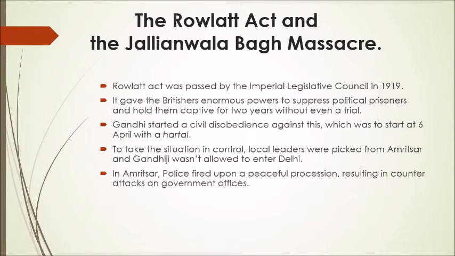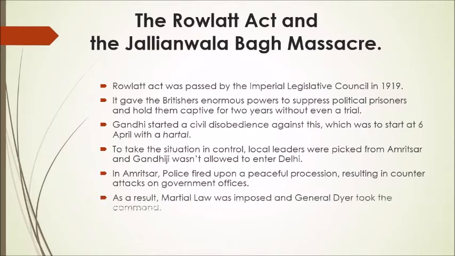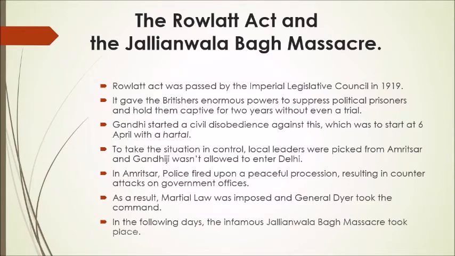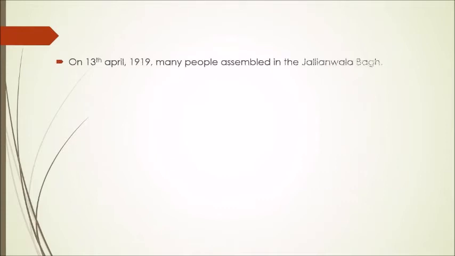So to take the situation in control, local leaders were picked up from Amritsar. Gandhiji wasn't allowed to enter Delhi, and police fired upon a peaceful protest in Amritsar, which resulted in counter-attacks on government offices. लोगों ने गुस्से में गवर्नमेंट ऑफिस पे अटैक करना शुरू कर दिया. As a result, martial law was imposed and General Dyer took the command. In the following days, the infamous Jallianwala Bagh massacre took place in Punjab, Amritsar.